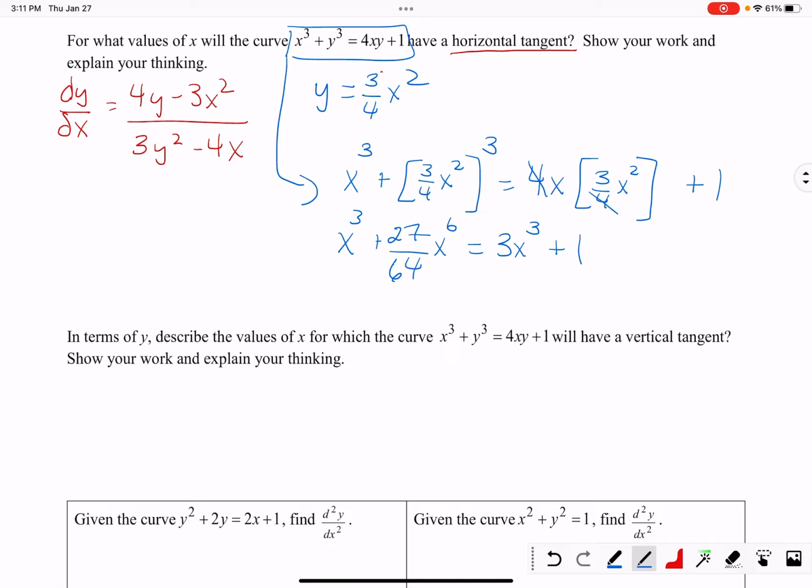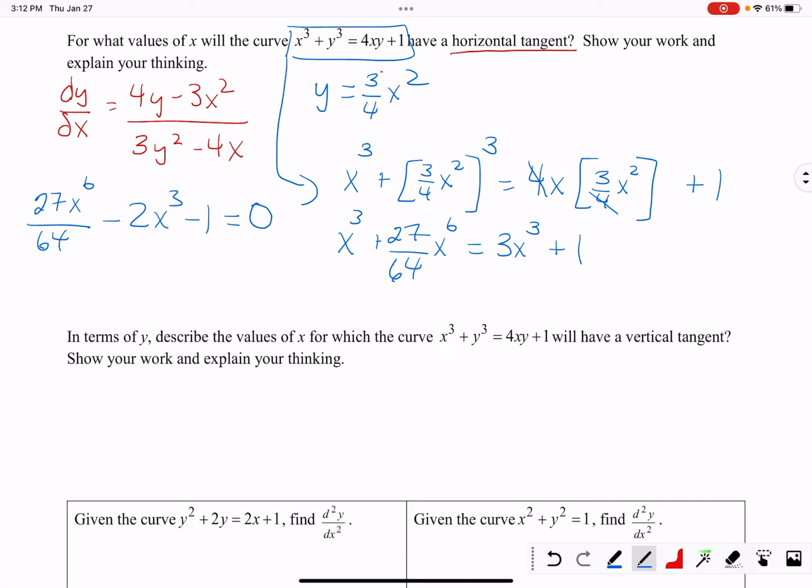I'm just going to move the other guys over, and I'm going to also put it in standard form. So the first term, the leading term, would be 27x to the 6th over 64. Just using some basic algebra here. So what would come next? You have x cubed. We have to take away those 3. So what is it? Negative 2x cubed. And then minus 1 equals 0. Is that right?